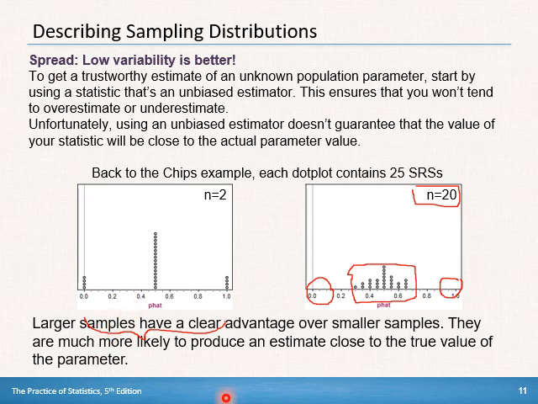All right, and so that's basically what I'm trying to say here. Larger samples have a clear advantage over smaller ones. They are much more likely to produce an estimate close to the true value of the parameter. So sample sizes of 2, no good. Sample sizes of 20 did a much better job of estimating that true proportion of 50%.